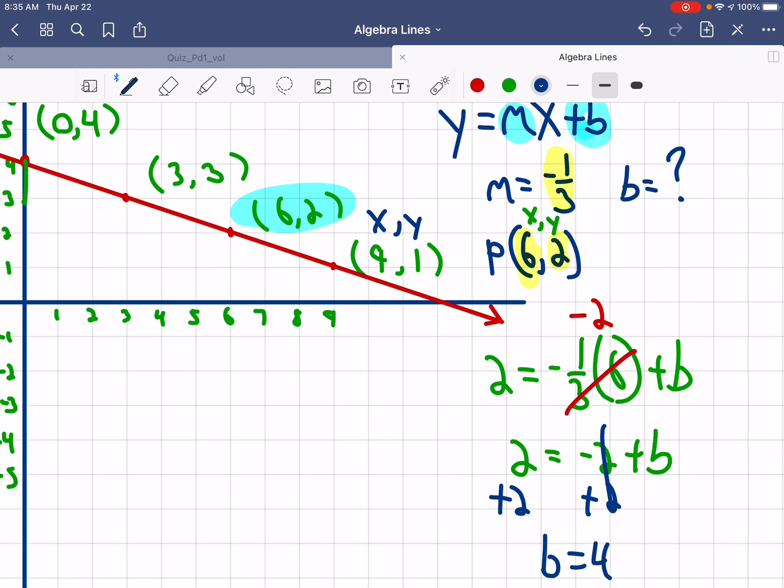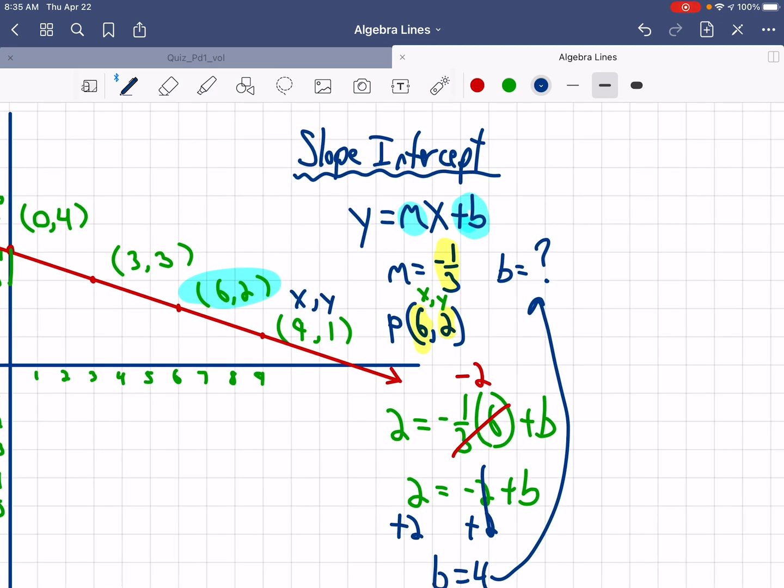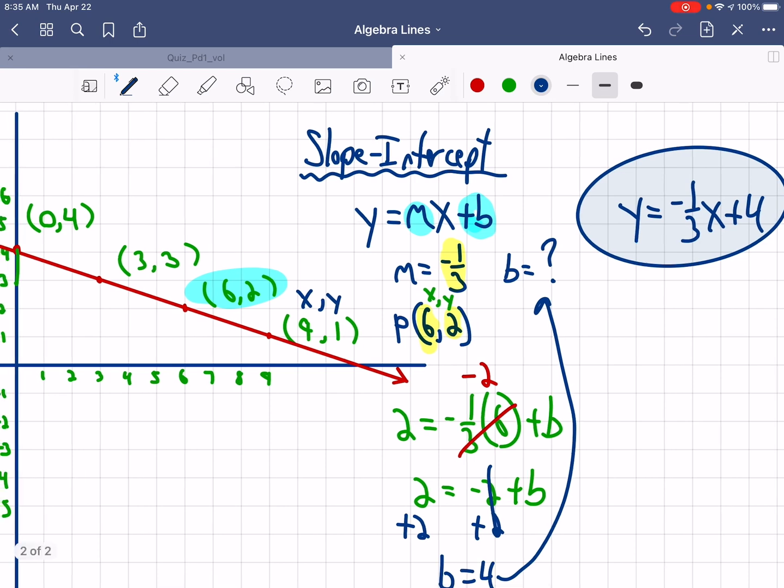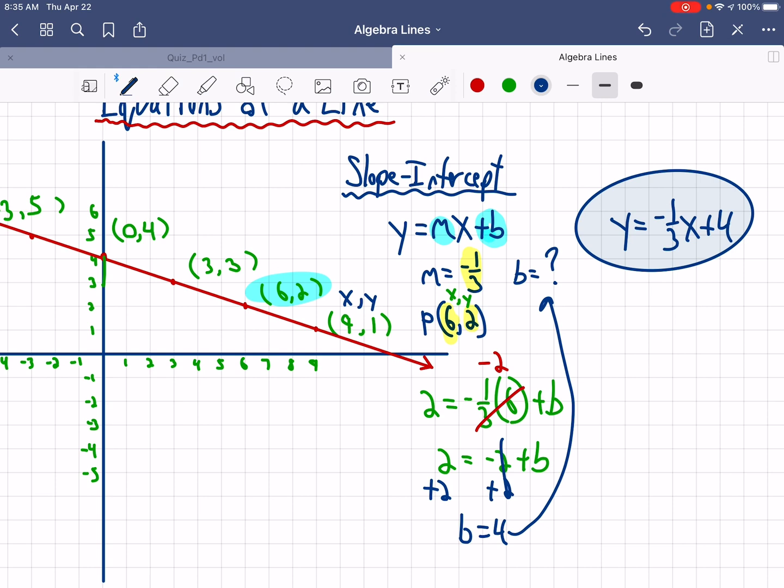And then you would take this b and plug it back into the original. So then we could say y equals our slope, negative 1/3, times x plus 4. And there's your equation. Okay? So this is really the most common way I've seen teachers teach finding the equation of a line.